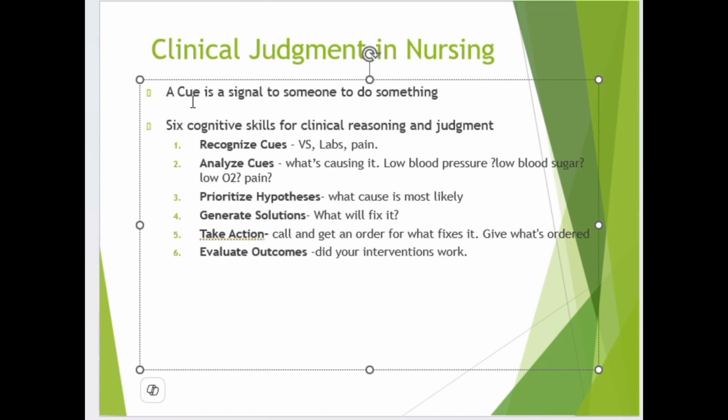Now those steps are a lot like what you probably learned in fundamentals, which is the nursing process, right? The first part of the nursing process says to assess, right? Before you do anything else, you assess, right? Now in this, that's recognizing cues, right? You're looking at your vital signs. You're assessing your vital signs. You're looking at your labs. You're assessing those, right? You're assessing the pain, right? When you're recognizing what things are cues, right? What things are going to tell me what's going on with my patient, right?